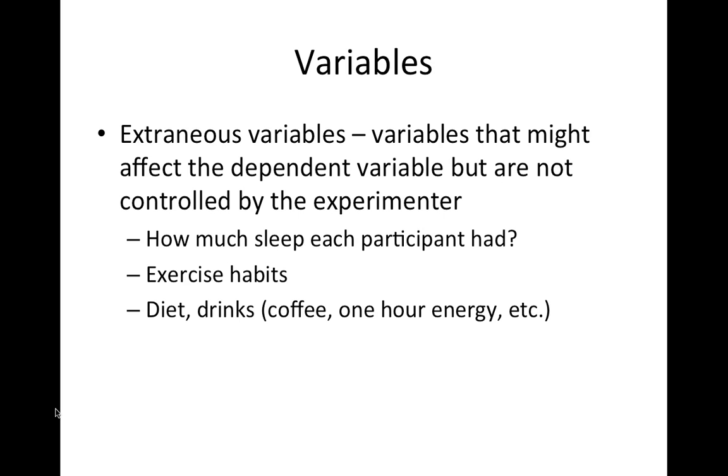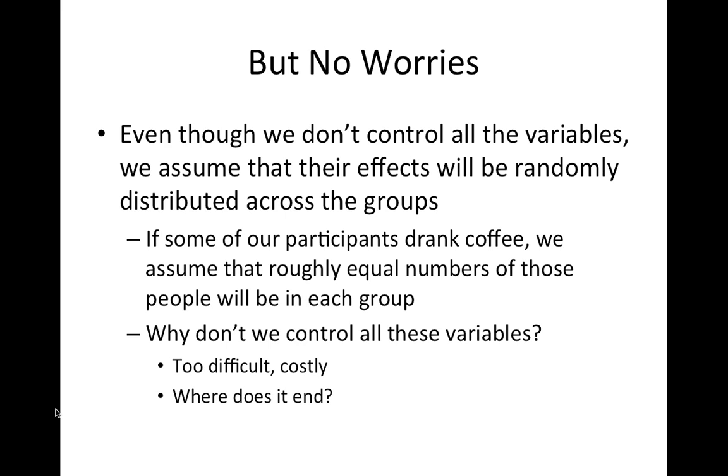Those are extraneous variables. Now, we don't worry about extraneous variables. The reason we don't worry about them is that we assume their effects will be randomly distributed across both groups. If some of our participants drank coffee before our attention test, we assume that roughly equal numbers of those people will be in each group. Just by chance, if 5 out of 20 drank coffee, we're assuming that roughly 2 or 3 in each group will have drunk coffee. Now, if that doesn't work out, then we're kind of screwed.